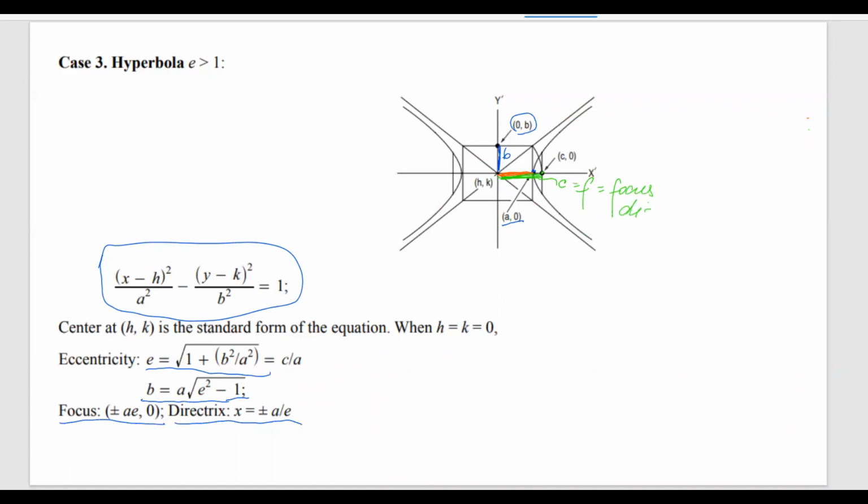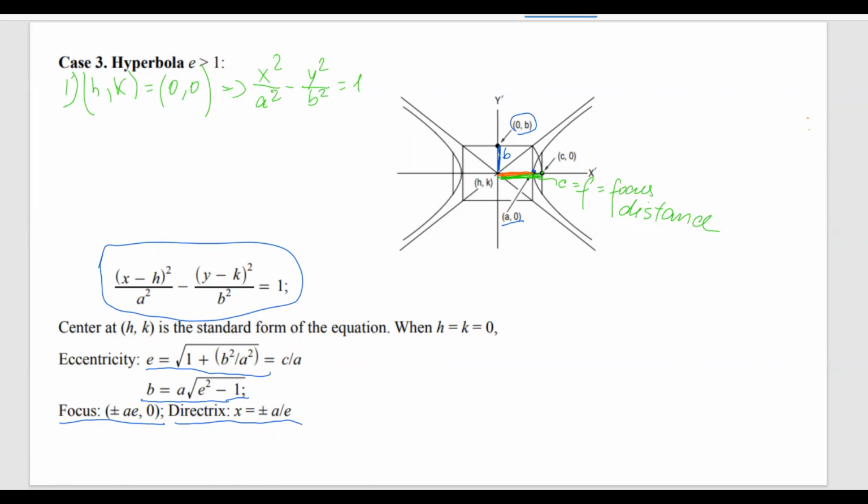Focus distance. I would also like to add a few things that are not given in the FE handbook, but are very important to know when solving hyperbola problems. One simple thing to remember is that when your hyperbola is centered at the origin, in other words, when h and k are 0, the equation is going to look like this: x squared over a squared minus y squared over b squared equals 1.